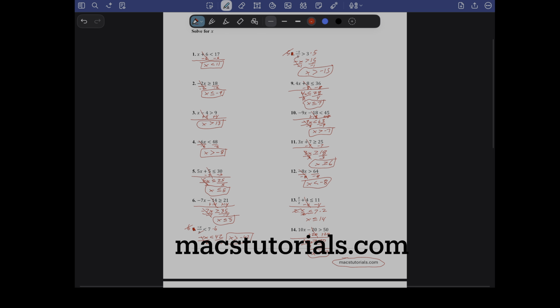I hope you feel really comfortable on when you should or when you shouldn't flip. And if not, that's okay. I have a version C.